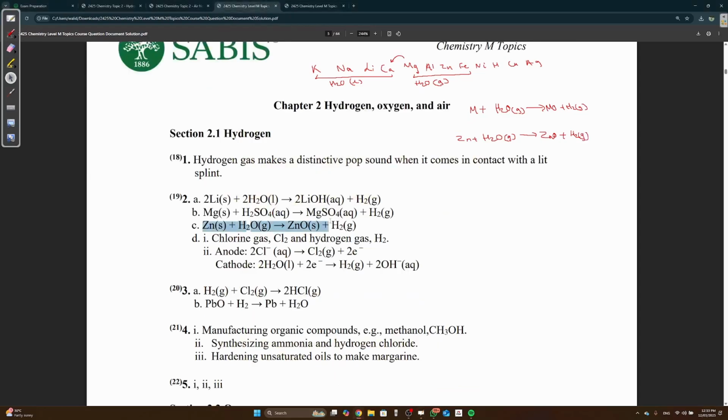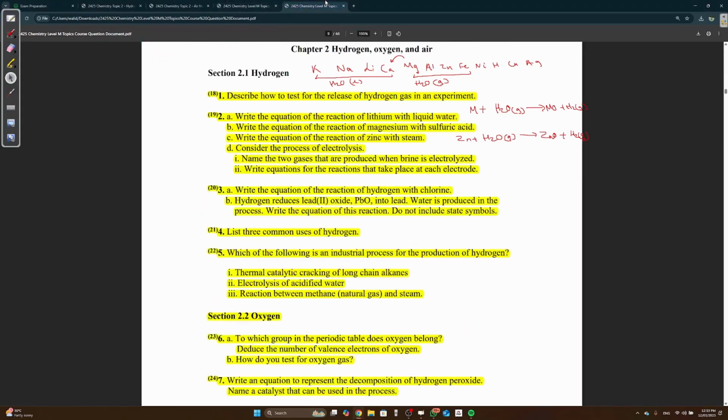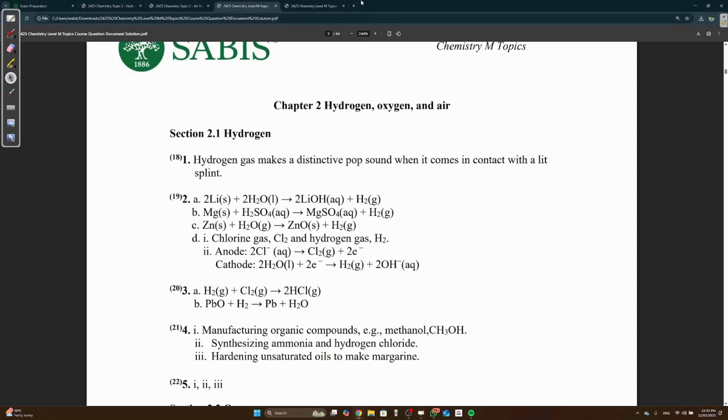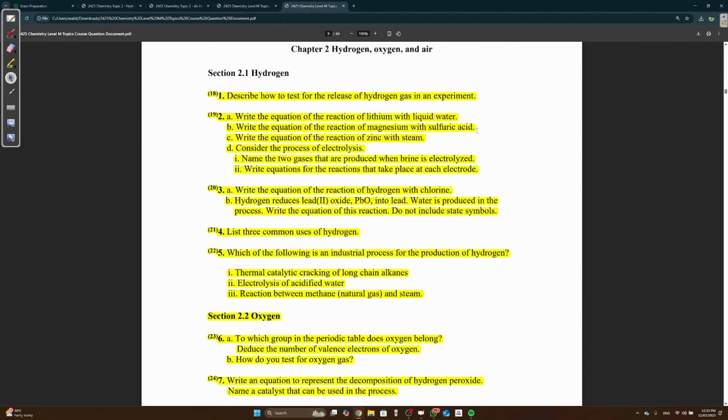Okay, so here you get it like this. Consider the process of electrolysis. Name the two gases that are produced when brine is electrolyzed. What's brine? Brine apparently is NaCl. You can just say NaCl, why do you have to say brine? Anyway, what are the two gases produced when brine is electrolyzed? The answer is chlorine gas and hydrogen gas. If you remember, it's concentrated, by the way.